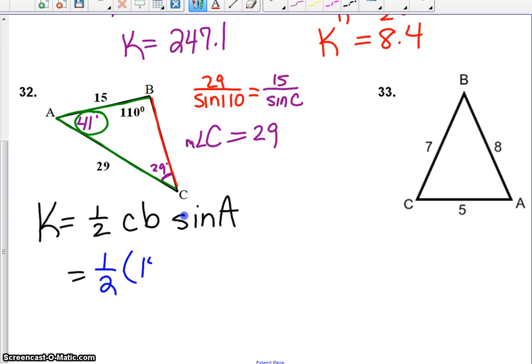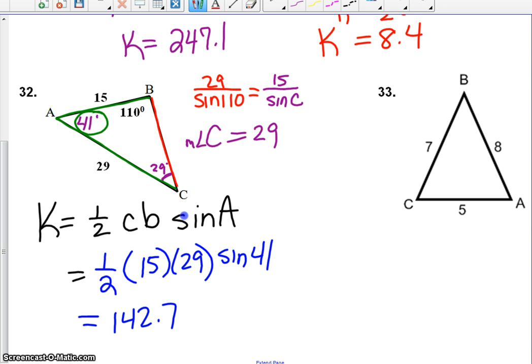All right, so here it would be 15 times 29. You could have also used, nope, I think this is about all we want to use, times the sine of that 41 now. In the end, 142.7 is what I got.